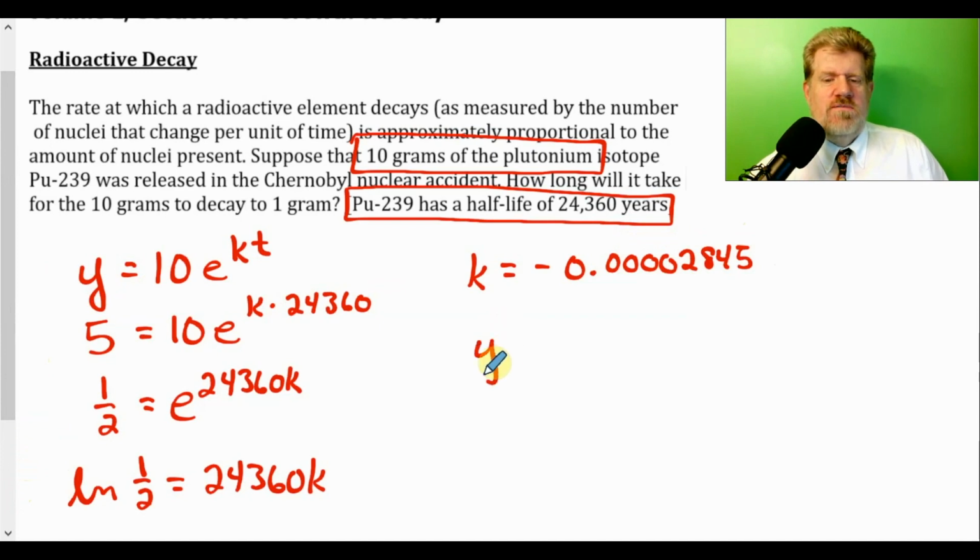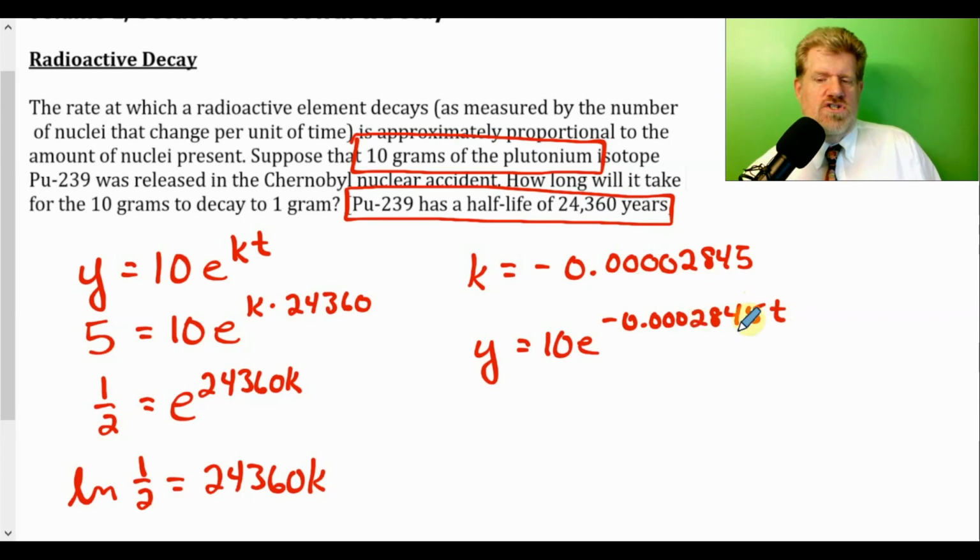So my equation is this. Now, if you're calculating this, you might do what I did and just store this in your calculator as a variable, which gives you a more accurate reading. Here I rounded it, so my answer won't be exact as if I carried it out a little bit further. But the question is, how long will it take before I only have 1 gram left? So how long? I'm solving for t when I know I've got 1 left.